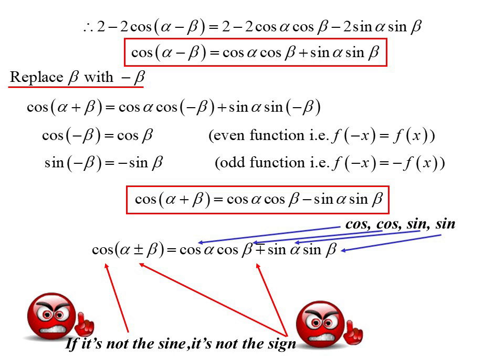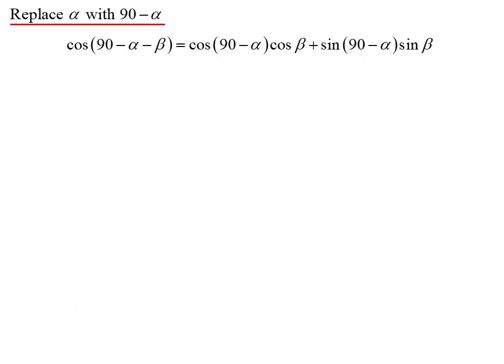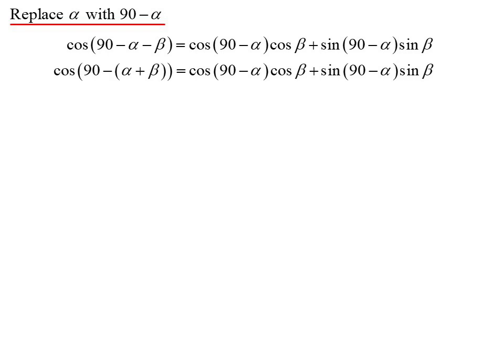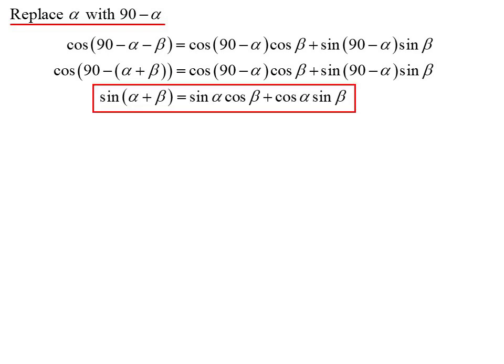Alright, now I'm going to play around with it again. I'm going to replace alpha with 90 minus alpha this time, so I end up with this expression. But of course, cos of 90 minus alpha is the sine of alpha. They're complementary ratios. And I can now get a formula for the sine of alpha plus beta. We get the sine of alpha cos of beta plus cos of alpha sine of beta.